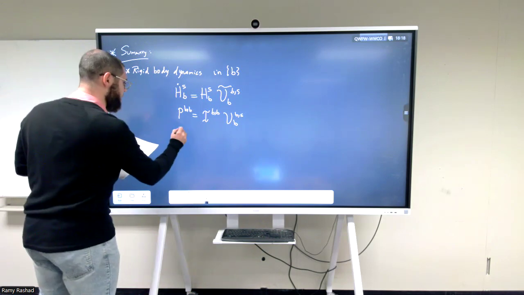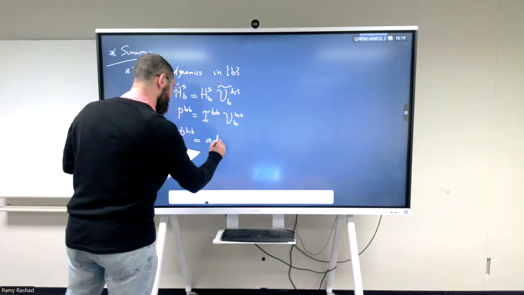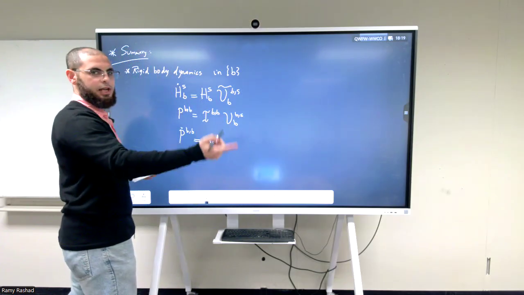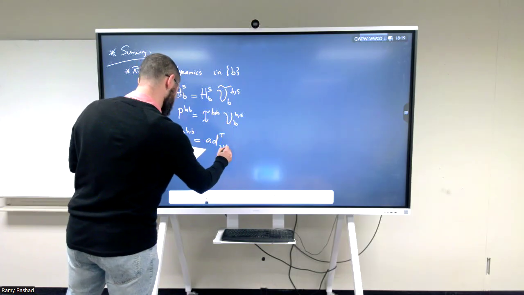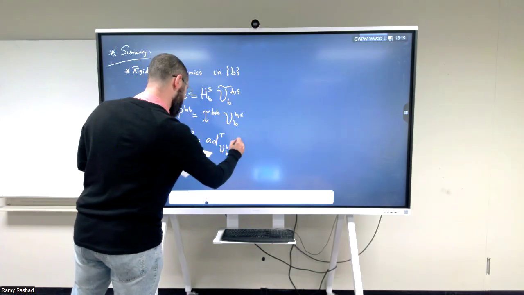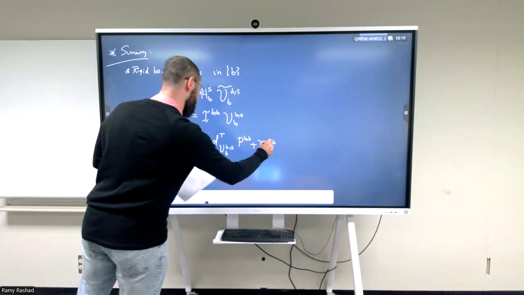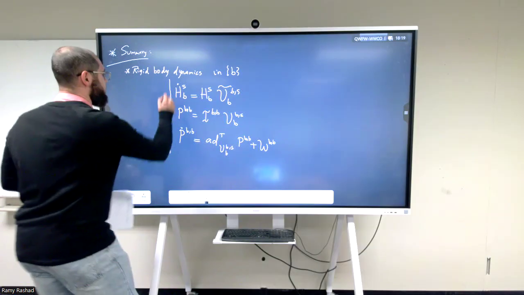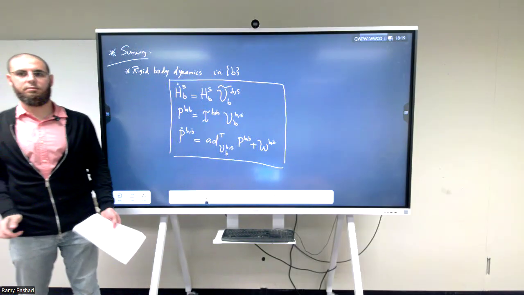And then we have that the P dot in the B frame is simply, instead of writing the wrench first, I'll write it second. So I'll write first the adjoint part multiplied by the momentum plus the wrench applied on the body. Yes.